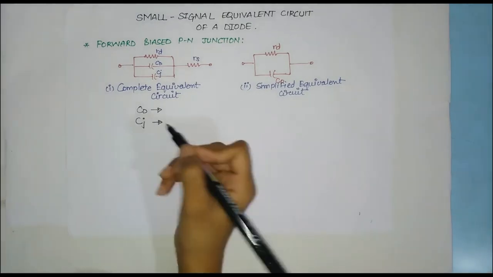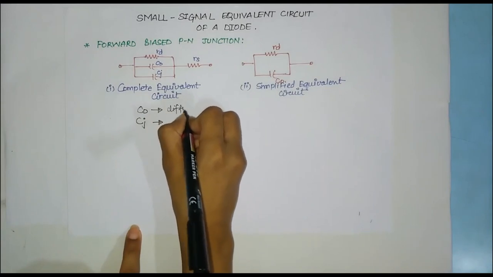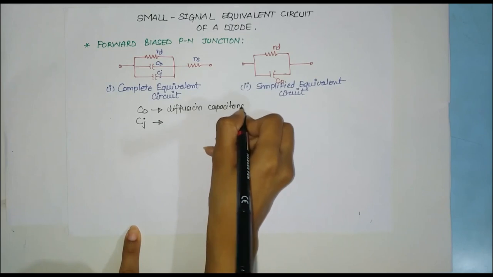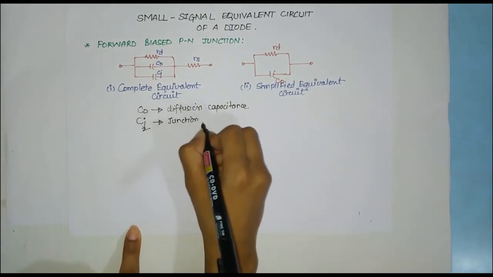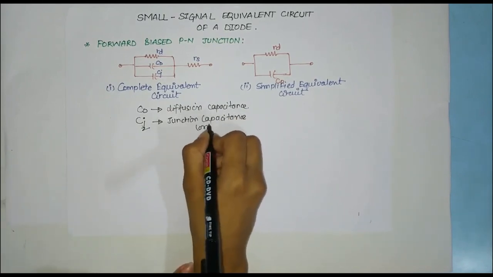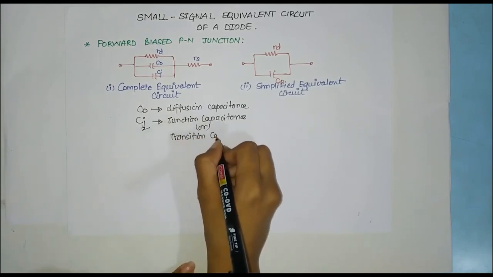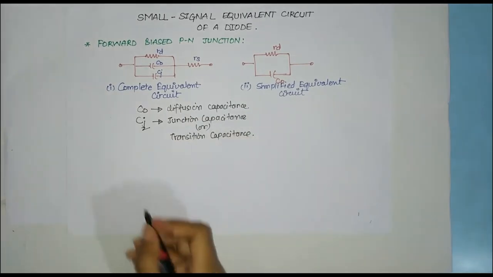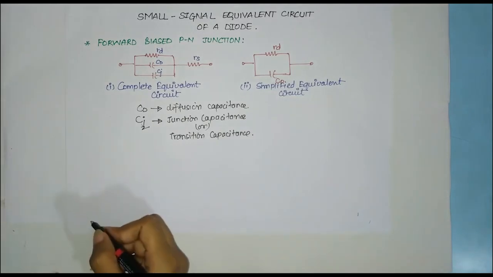Now let us see what is CD and what is CJ. So CD basically represents the diffusion capacitance, and CJ, as the name suggests, represents the junction capacitance, or this is also called transition capacitance. Now, how did we receive the simplified equivalent circuit?